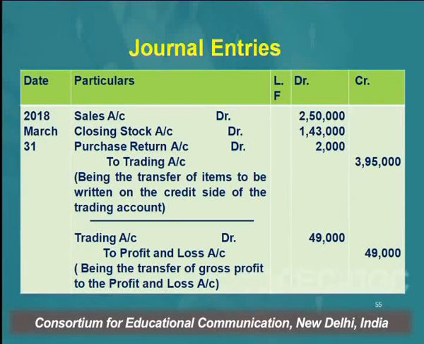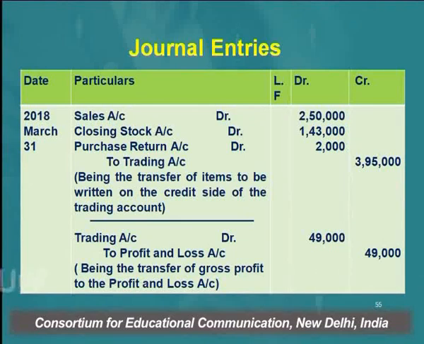The next entry is sales account debit with 2,50,000, closing stock account debit 1,43,000, purchase return debit 2,000, to the trading account. These are the items which would appear on the credit side. On the credit side of the trading account, sales is shown, closing stock is shown, and purchase return is deducted from the purchases. That's why it is shown as a debit item.